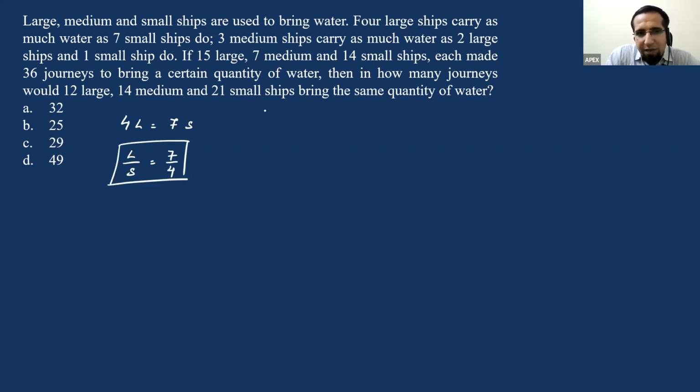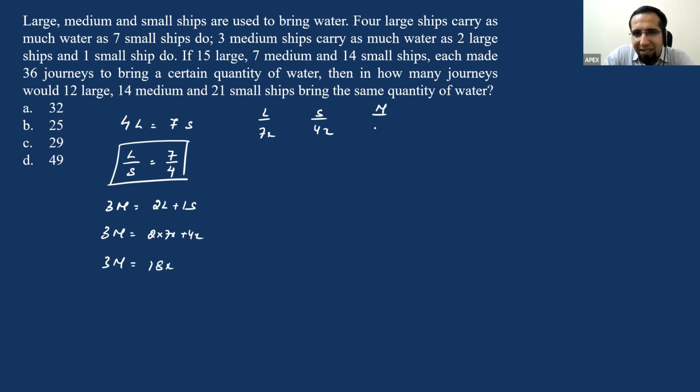So let's say a large ship carries 7x liters, a small ship carries 4x liters, right? Now, 3 medium ships carry as much water as 2 large ships and 1 small ship. So 2 large ships will give you how much, guys? So 3 medium is 2 into 7x plus 4x. So 3m is equal to 18x, or the medium ship carries 6x liters of water.